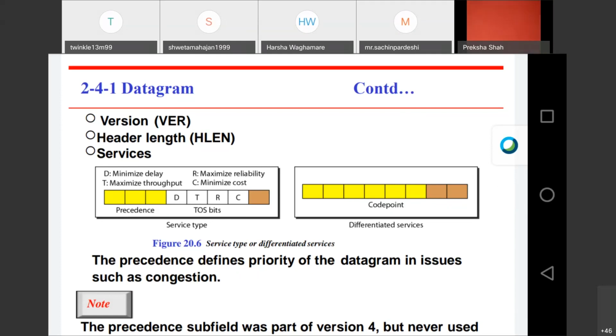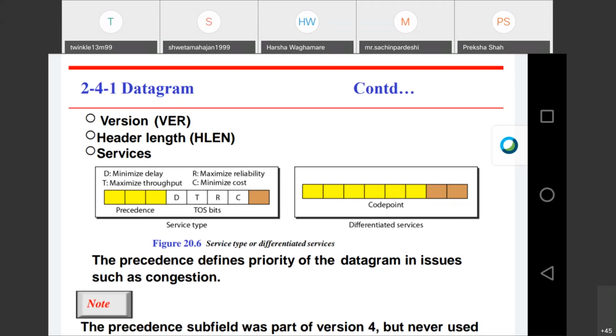Precedence defines the priority of the datagram in issues such as congestion. Because at the time of congestion, the router has to take a decision. If the priority is higher, the router allows that datagram to route in the network before the other datagrams. So the router will decide at the time of congestion which packets are discarded and which packets are allowed in the network. So precedence tells us the importance of the packet.